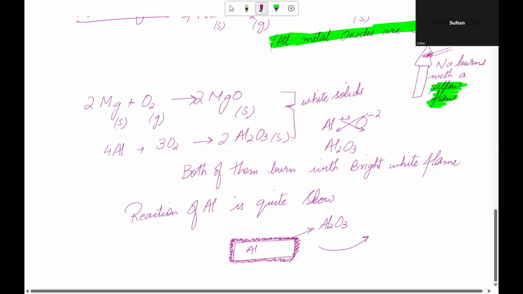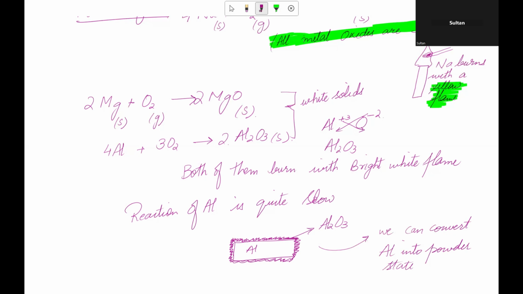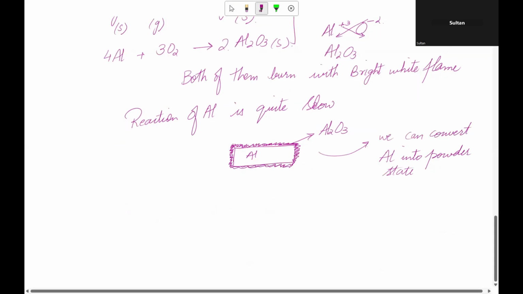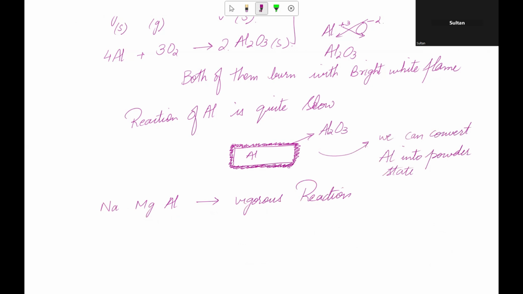In order to avoid this condition, there is one possibility: we can convert aluminium into powder state. Is that clear? And the important thing to keep in mind is that sodium, magnesium and aluminium all give a vigorous reaction, except for the condition I have told you, where a layer of aluminium oxide forms on its surface and slows down the reaction.